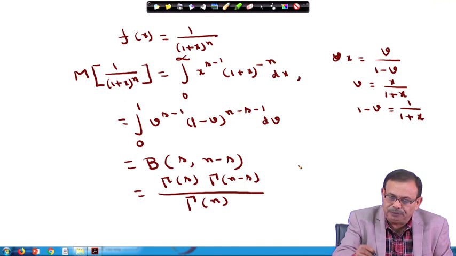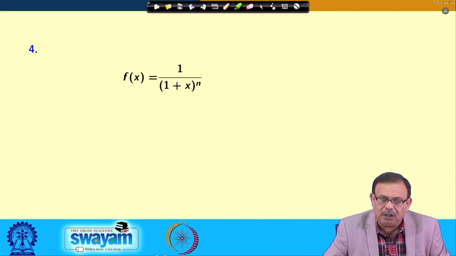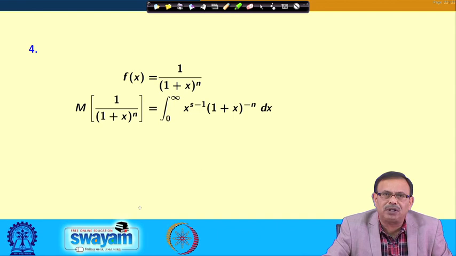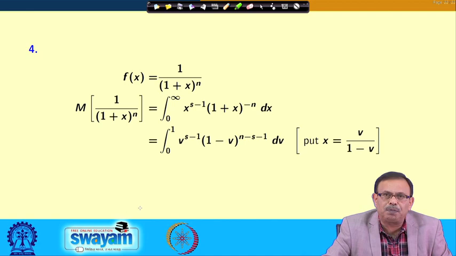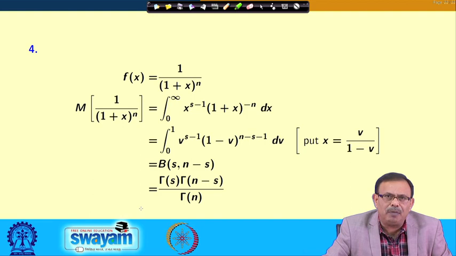So, if I see here, your f x is 1 by 1 plus x whole to the power n. So, the Mellin transform of 1 by 1 plus x whole to the power n, you can write down the integral from 0 to infinity of x to the power s minus 1 into 1 plus x whole to the power minus n dx. Let us put x equals v by 1 minus v, as I have shown in the working. So, this will be changed as 0 to 1 v to the power s minus 1, 1 minus v to the power n minus s minus 1 into dv. So, this is nothing but beta s comma n minus s, where m is s and n is your n minus s. And in terms of gamma function, I can write it as gamma s gamma n minus s by gamma n.